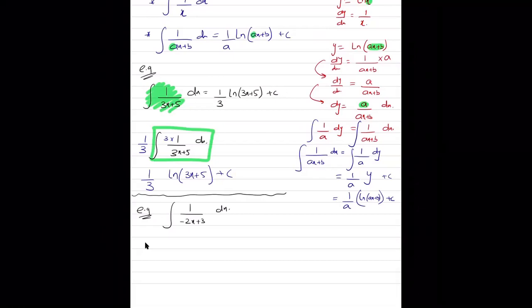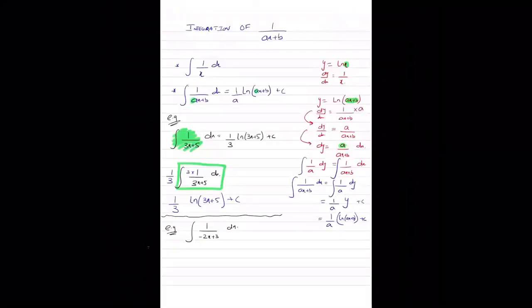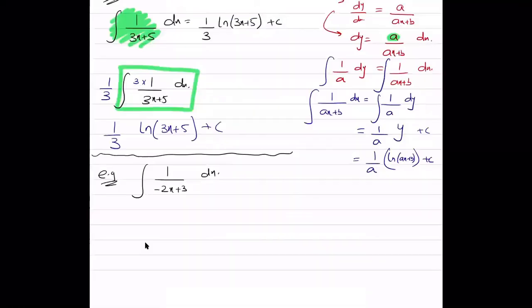So first of all, identify the form. The form is 1 upon ax plus b. So for integration of these types of functions, we use the ln form. And what is going to be the differentiation of the denominator? Minus 2. Is the differentiation of the denominator present in the numerator right now? No.